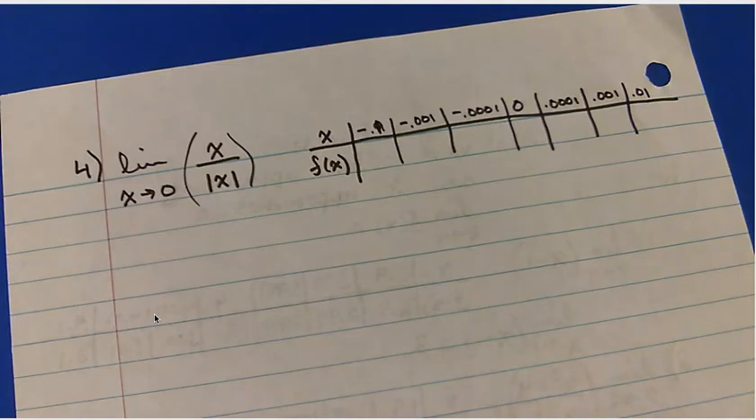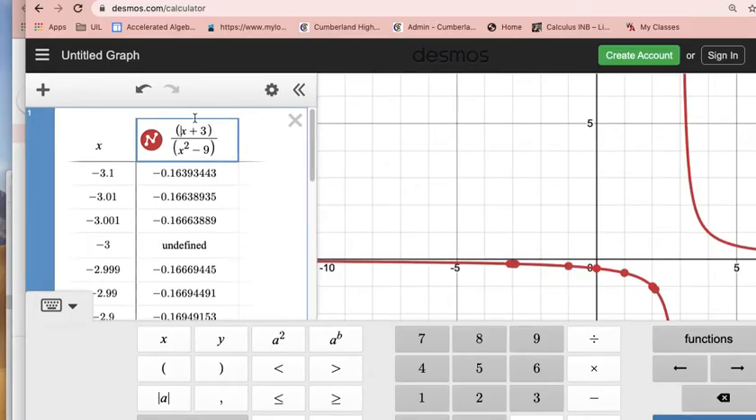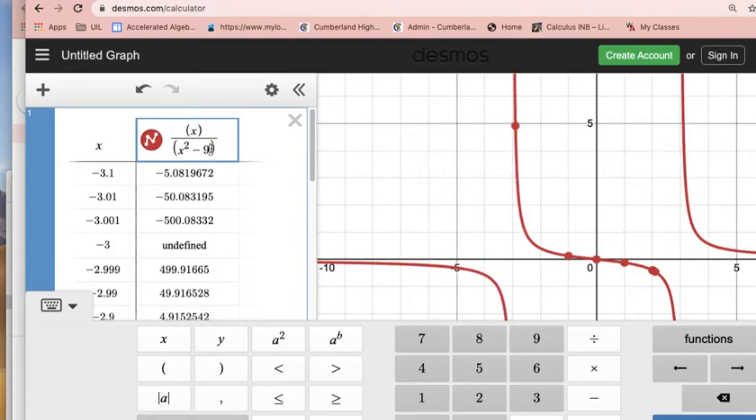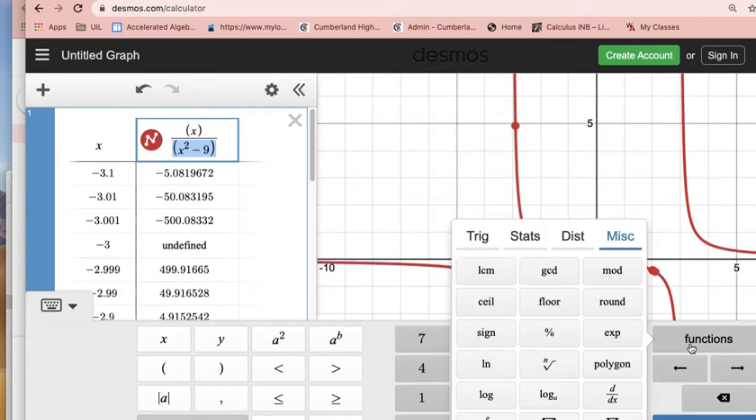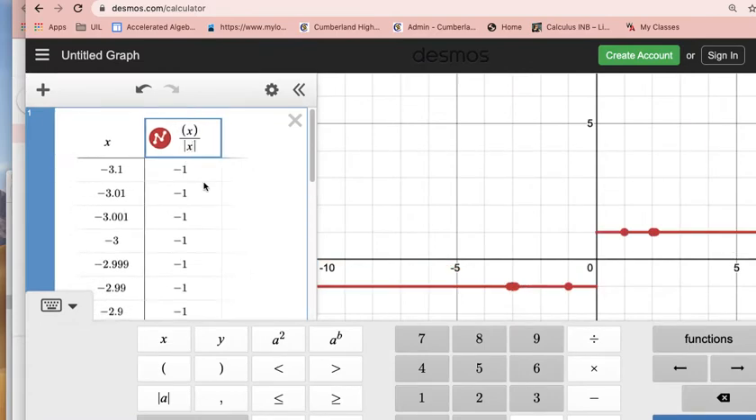Let's see what happens on this one. So I'm going to change the function to be x over, and you can go to the function here and look for absolute value, but actually it's right here. I apologize. And I'm going to change that to be absolute value of x. Okay, let's change our table.